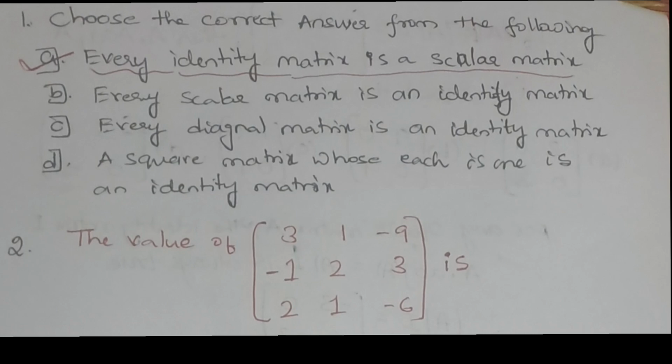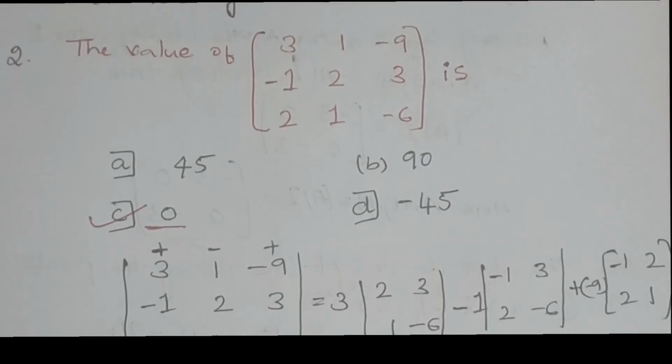Later I'll tell you. Option A is every identity matrix is a scalar matrix. Option B, every scalar matrix is an identity matrix. Option C, every diagonal matrix is an identity matrix. And option D, a square matrix whose each element is one is an identity matrix. The answer is every identity matrix is a scalar matrix. We'll move on to the next question.